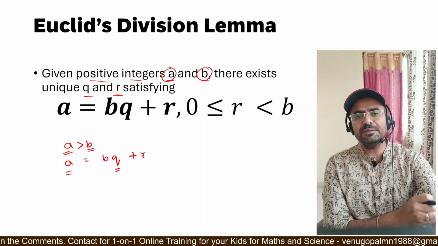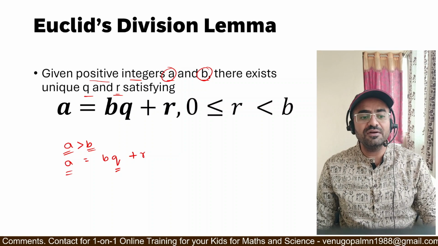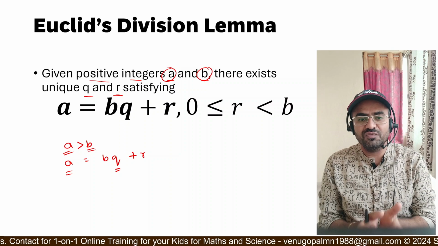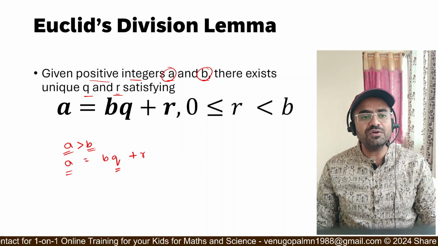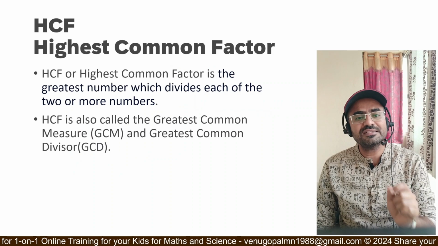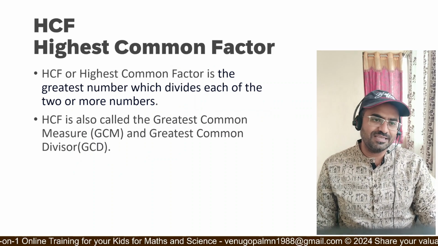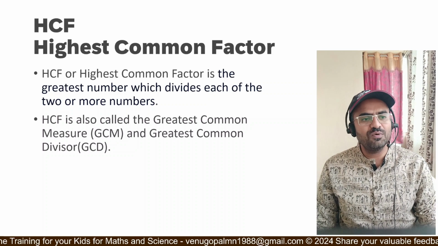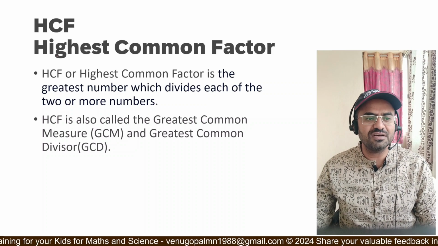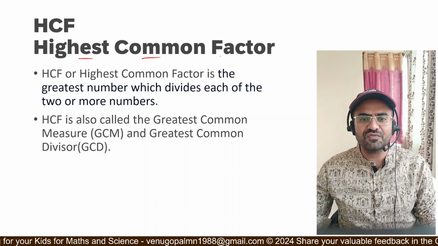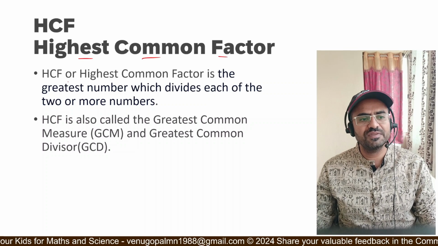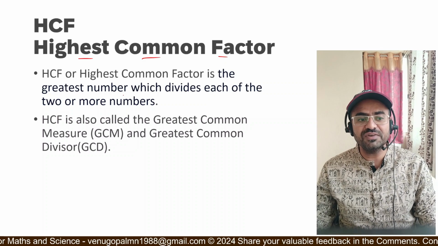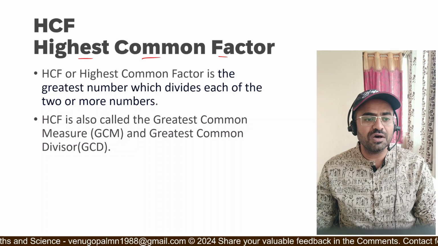If you learn any concept, you need to understand the actual importance or real-time use case where we are going to apply this. We are going to apply this in finding the highest common factor or HCF. You all know by this time, since you are already in 10th standard, what exactly an HCF is. HCF is also called the highest common factor. HCF, or highest common factor, is the greatest number which divides each of two or more numbers.